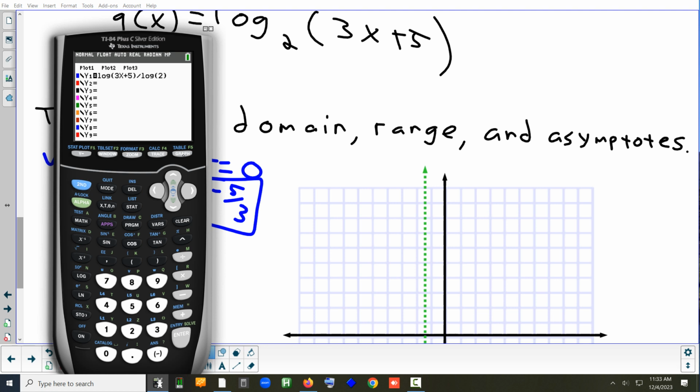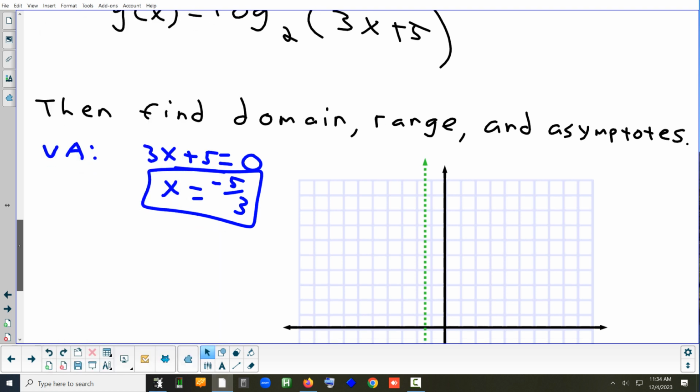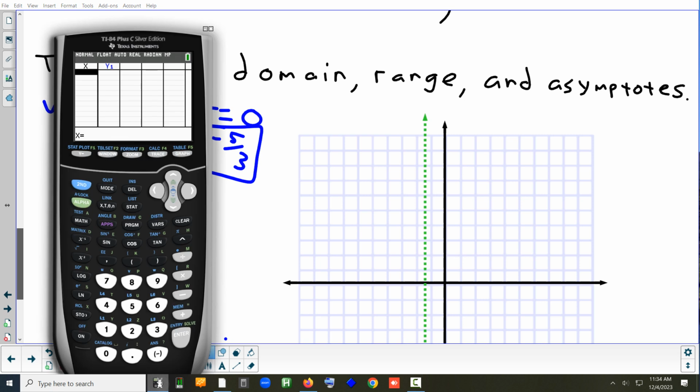Right, our second table. And let's make sure it's on ask for the independent variable. What I like to do first is check negative 5/3. Okay, and that should say error.